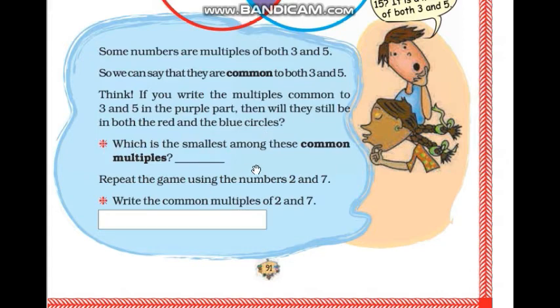And here, which is the smallest among these common multiples? So there were 3 multiples, 15, 30 and 45. Among these 3 multiples, which is the smallest? Yes, obviously 15. So we can write here 15. Now repeat the game using the numbers 2 and 7. Write the common multiples of 2 and 7. So children, let's do this.